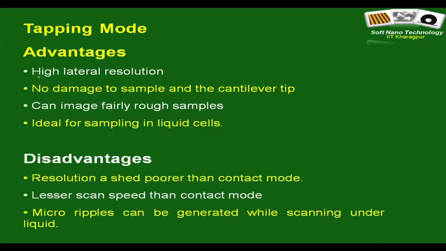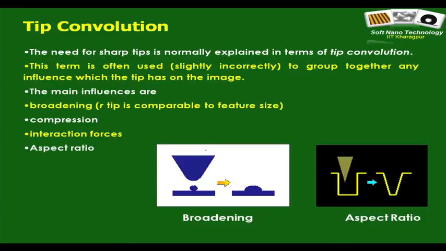So, advantages: pretty high lateral resolution, no damage to the sample and to the cantilever tip, can image fairly rough samples, and ideal for soft samples. Resolution is a bit poor.